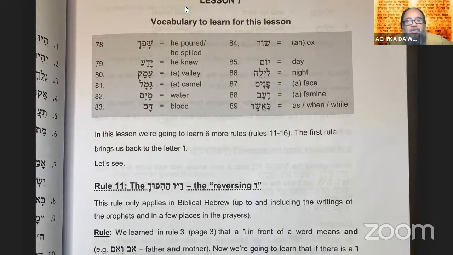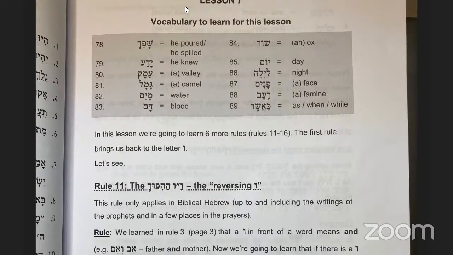And what this first rule is going to do is take us all the way back to our letter, the wa. Okay. So the first time we learned the wa, it had to do with what? What did the wa mean from the first time that we looked at it? And. It means and.